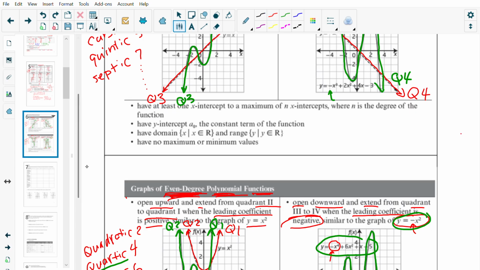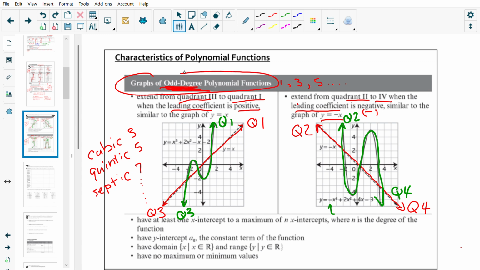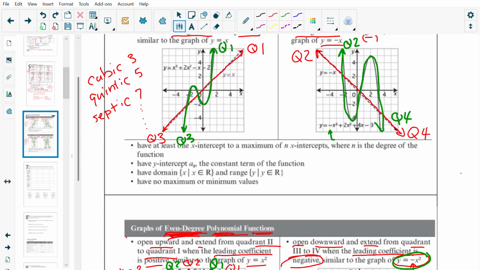Oh, I'm going to back up. I forgot to mention some of this other stuff. Let's go back to graphs of odd degree polynomial functions. They have at least one x-intercept, to a maximum of n intercepts. So if it's a cubic, it'll have a maximum of 3 x-intercepts. Y-intercept of a of 0, the constant term of the function.